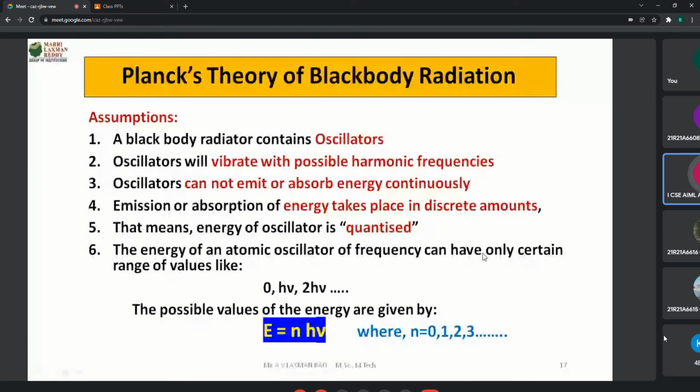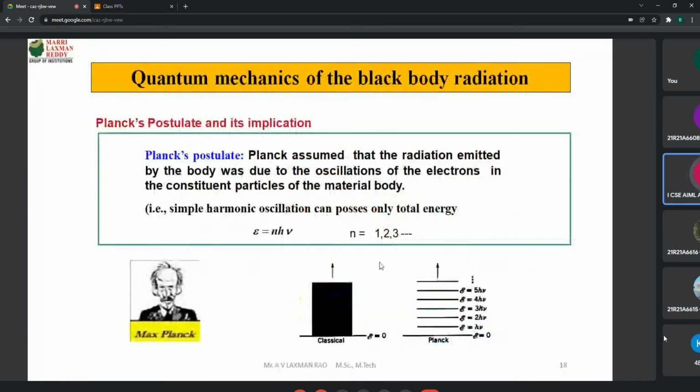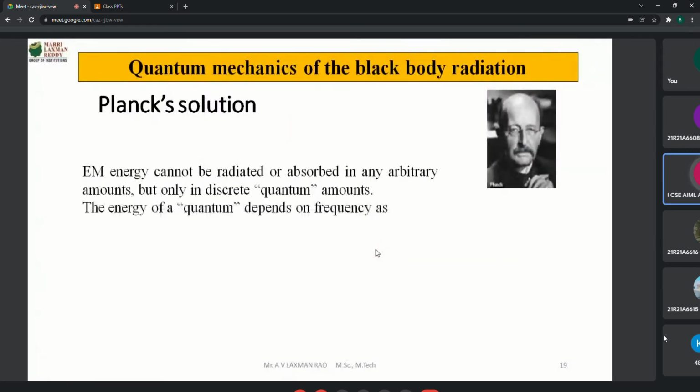Whatever the assumptions are there, n equal to 1, you take 1 h nu, 2 h nu, 3 h nu, discrete values of emission of energy can be expected like that. E is directly proportional to nu. If I write the equation, Planck's constant should be introduced here. E is equal to h nu. He has calculated the h value as h equal to this much value.